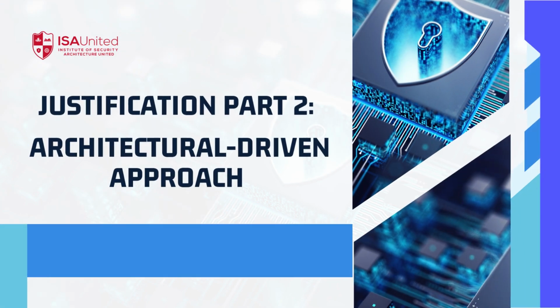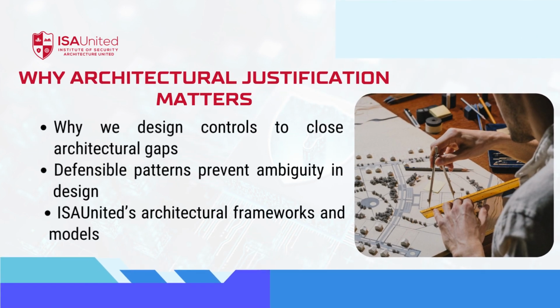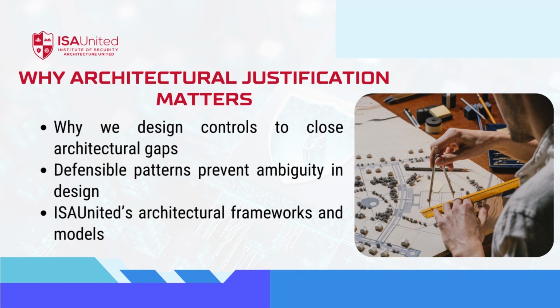Welcome to Module 4 of the course Architectural Gap-Driven Justification Part 2. In this section, we'll focus on architectural gap-driven justification, the reasoning behind controls that address weaknesses or missing patterns in enterprise design. Unlike threat-driven justification, which maps to adversary tactics, this approach ensures our architectures are defensible, consistent, and resilient. We'll use ISAUnited's frameworks and methodologies to identify and close architectural gaps.